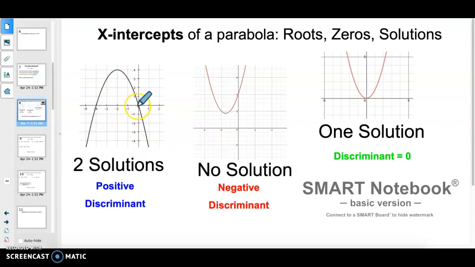In this situation where we have 2 solutions, that would be if the discriminant is positive. That means we took the square root of some positive number. When it's no solution, that's when you have a negative discriminant. No solution, remember, has no x-intercepts. And then 1 solution is when the parabola only touches the x-axis 1 time, and that's when the discriminant is 0, because square root of 0 is just 0, so you only have 1 solution.